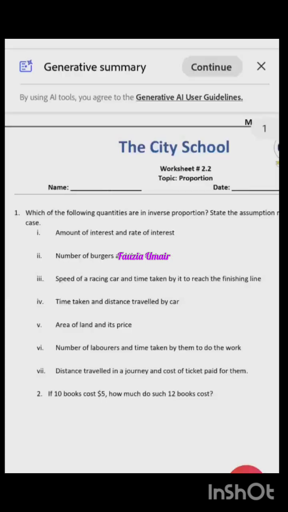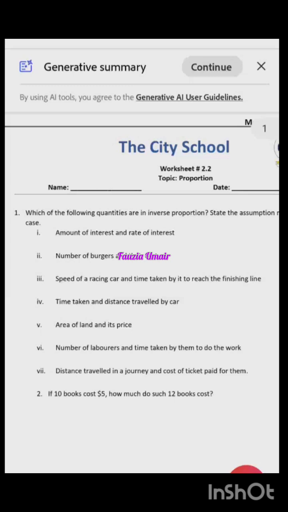Questions come where you only need to identify that the quantities are linked by direct proportion or inverse proportion. So let's solve that type of question in the start of the class today. The question is, which of the following are in inverse proportion? State the assumption.